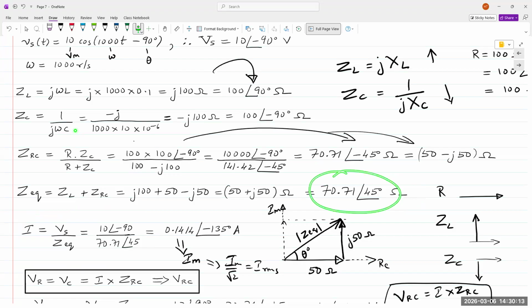Oh, ZRC here. The only reason I did that is because I wanted to perform the summation. The question being asked is, why did we do rectangular coordinates after determining the answer in polar coordinates? If your calculators can add 70.71 with an angle of minus 45 plus J100, then you can just program it directly. I needed to perform this addition, so I needed these coordinates. That's why.